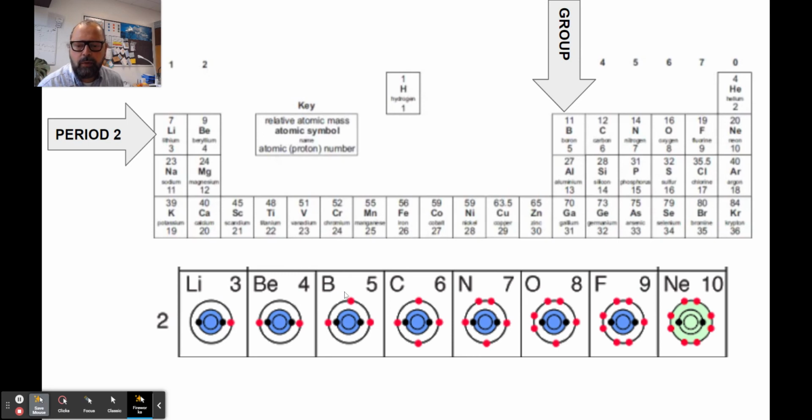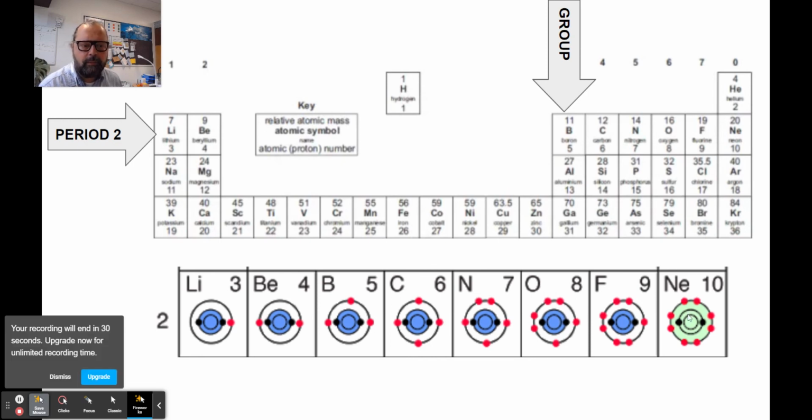1, 2, 3, 4, 5, 6, 7, 8 for neon, and 8 electrons, remember, is the maximum number of electrons that can fit in the shell after you've filled up the first one, which holds 2. Finally, the group number will match the number of electrons in the outermost energy level. So lithium, sodium and potassium all have 1 electron in their outermost shell.